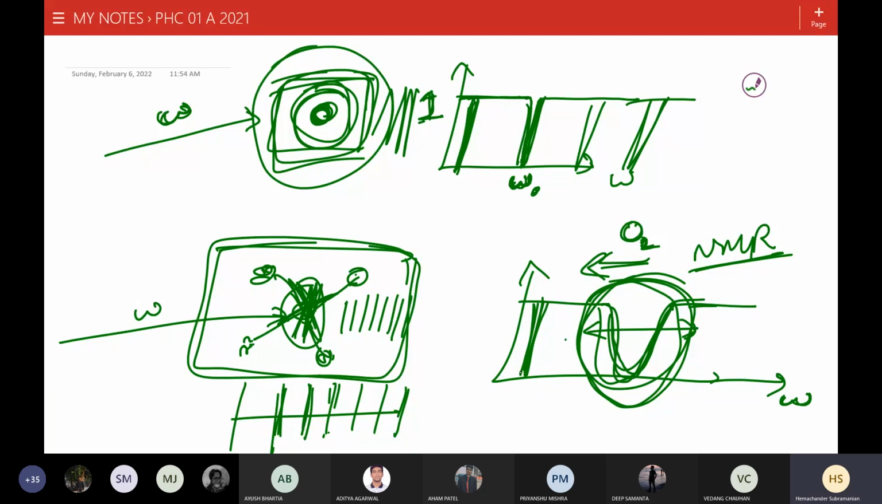Do you understand how important broadening is? Broadening and shifting of frequencies. These are enormously important in spectroscopy. Anyway, I don't want to go much further into that.